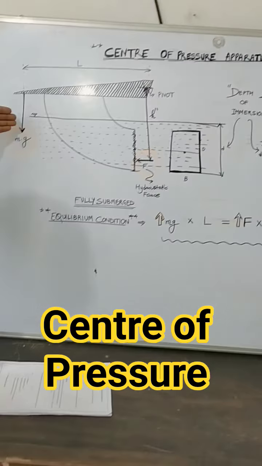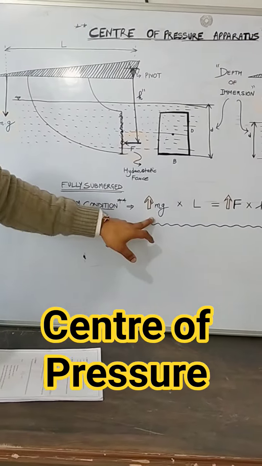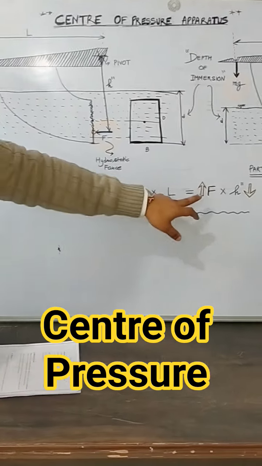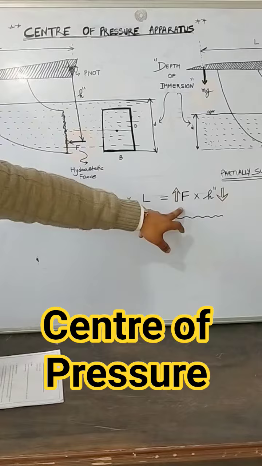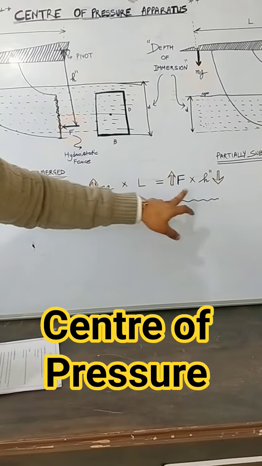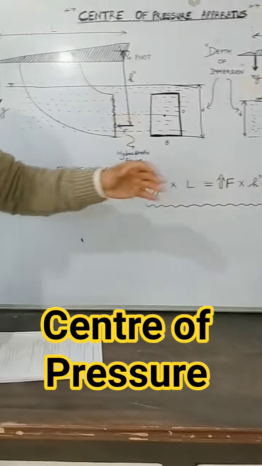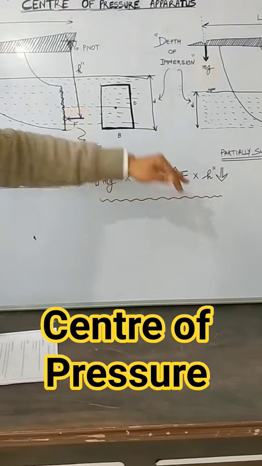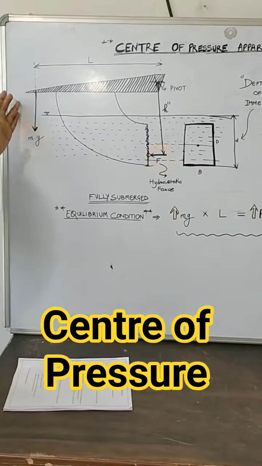So as we increase the weight at this point, the magnitude of the mg force will be increasing, and similarly the magnitude of the hydrostatic force is also increasing, which is resulting in decreasing of this h double dash. So we will be observing this in experiment. The h double dash value will go on decreasing as we increase the load at this point.